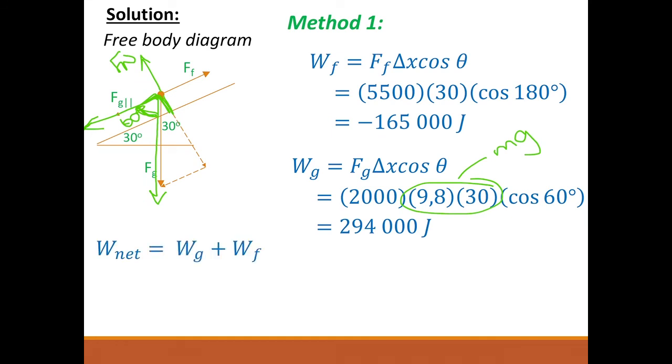Now we can go, well, W net is WG plus WF, work done by gravity, work done by friction. We never change the negative work to a positive. It stays as a negative. So the total work done on my object is 129,000 joules of energy. That will translate into a change in kinetic energy for my truck. That's the first way.